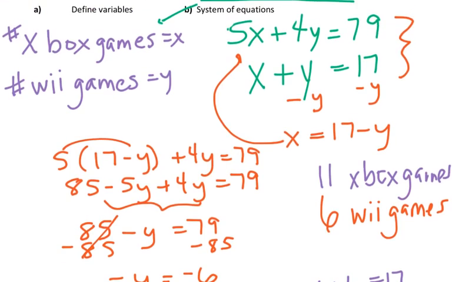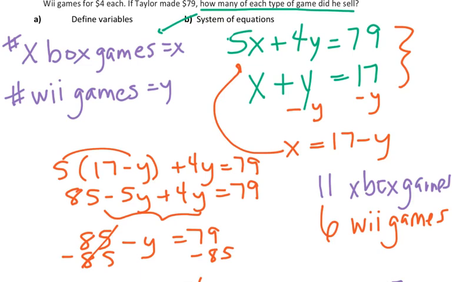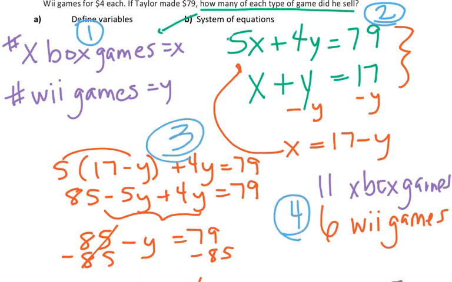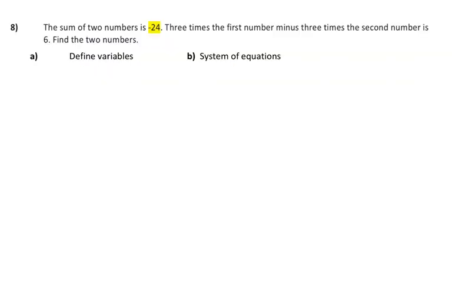So on your test, you're going to have to show defining your variables and how to write your system. You're going to have to show your work for how you solved it, and you're going to have to show your labeled answers. You cannot do an ordered pair for this. You have to say what each thing means. So you can't just say 11 and 6. You have to say 11 what. Okay, let's go to the next one.